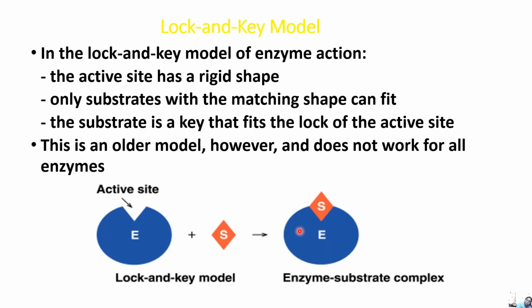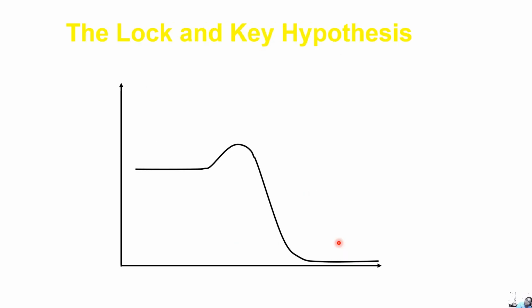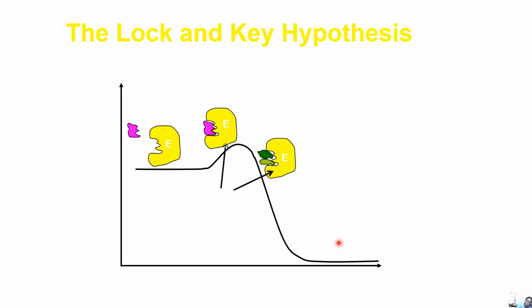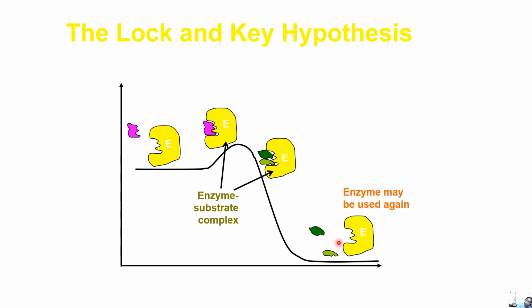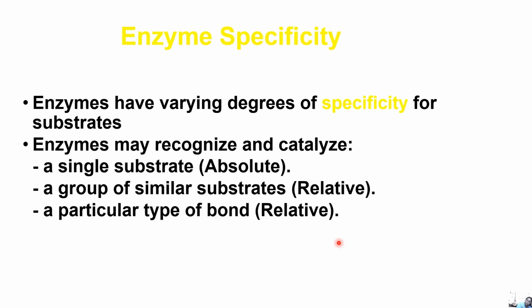In the lock and key model of enzyme action, the active site is a rigid shape. Only substrates with the matching shape can fit. The substrate is the key that fits the lock of the active site. This is an older model, however, and does not work for all enzymes. So the lock and key hypothesis basically shows the substrate interacting with the enzyme, forming the enzyme-substrate complex, and then the enzyme will release the product and can be used again.